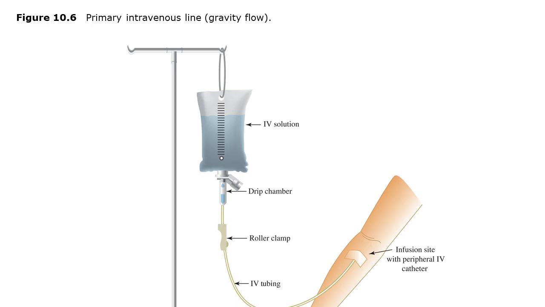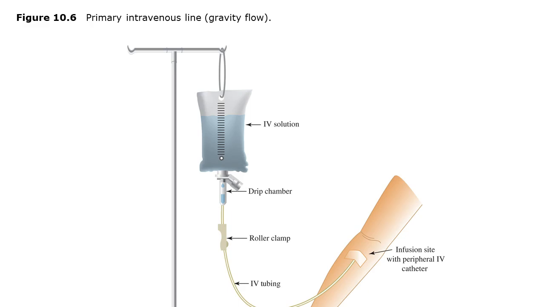And this is just an IV, a primary IV line. This is just showing you the parts of the IV bag all the way to the patient, including the tubing and what that tubing consists of, the drip chamber, the roller clamp, and the IV tubing itself, and exactly where that IV goes to.